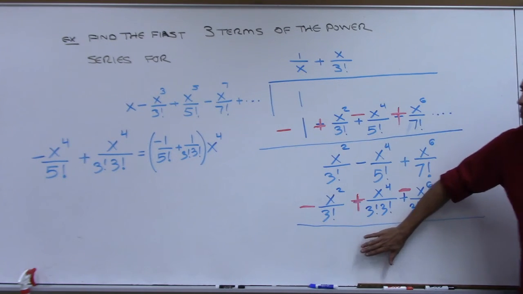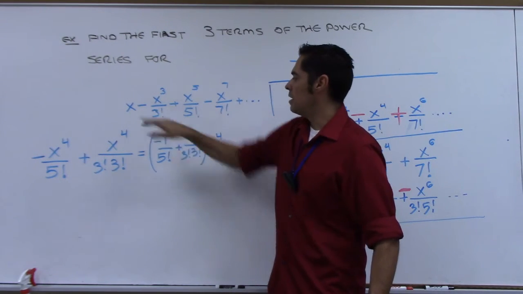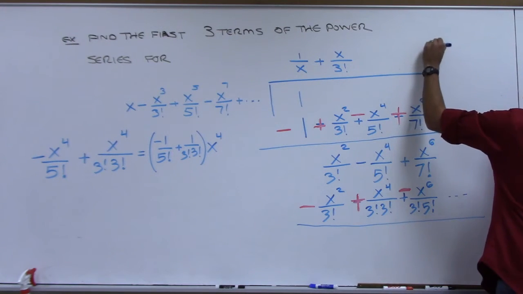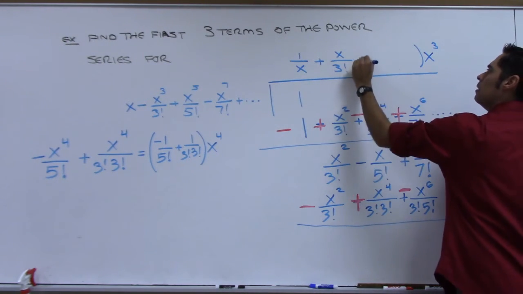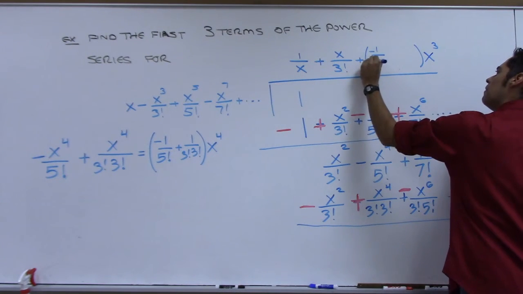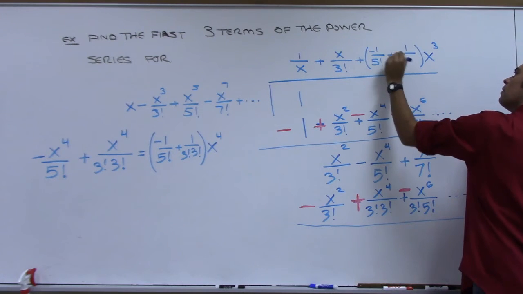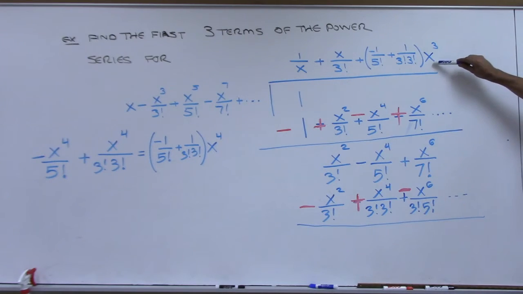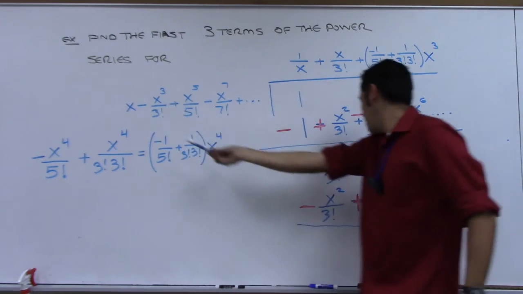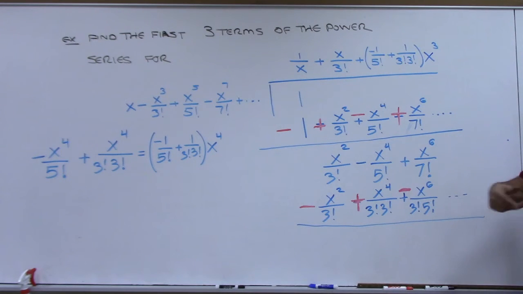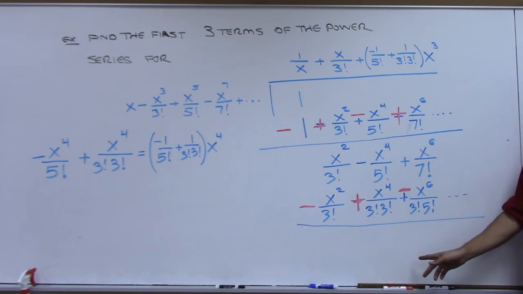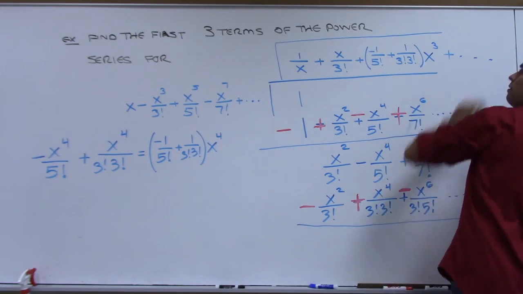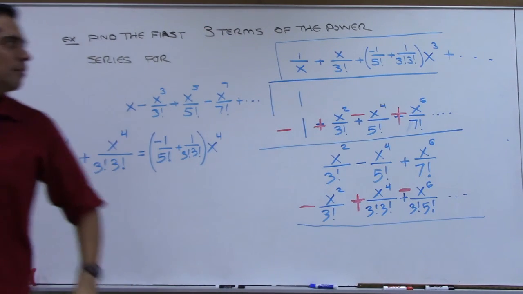So what do I have to multiply x by to get this? X to the 3rd, but in front of it, what? That whole thing. Negative 1 over 5 factorial plus 1 over 3 factorial times 3 factorial. So if I take that, multiply it times x, bring it down, and then subtract, it'll go away. You all follow that? These are the first 3 terms. Of course, there's more. Good thing I didn't ask for the first 10, right?